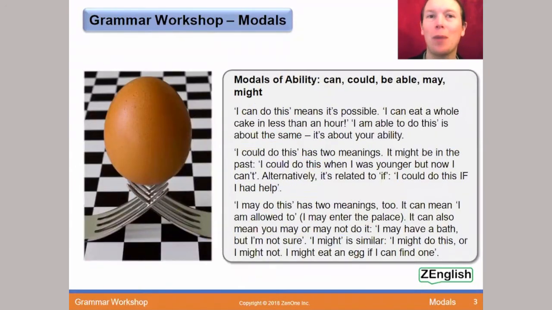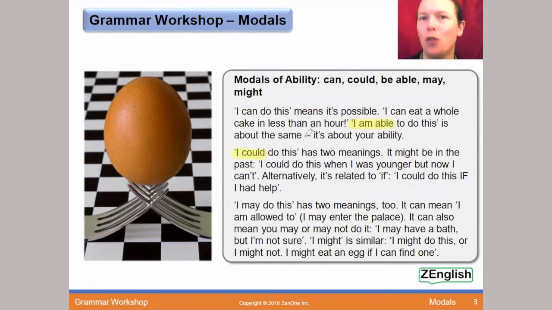Again, modals of ability. So I can do this means it is possible. I can eat a whole cake in less than an hour. I probably shouldn't, but I can. It is possible. So it's the same as saying, I am able to do this. I could do this. Now, I could has two different meanings you could use there. So I could can be in the past tense. I could do this when I was younger, but now I can't do it anymore.